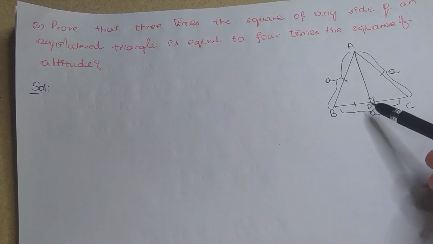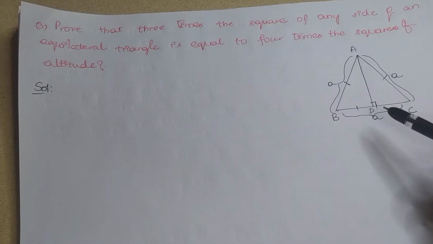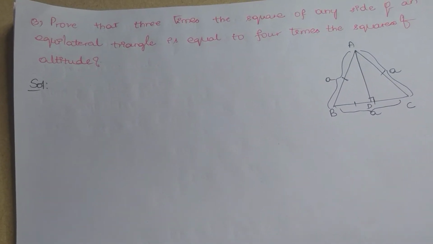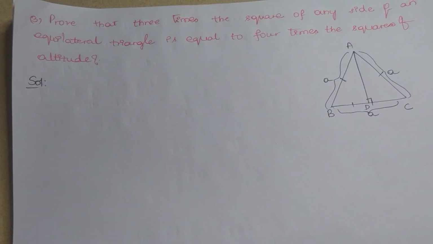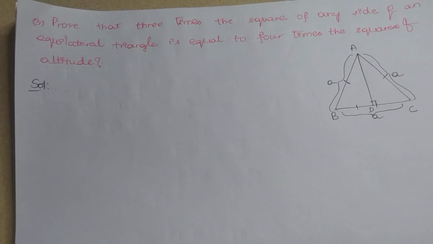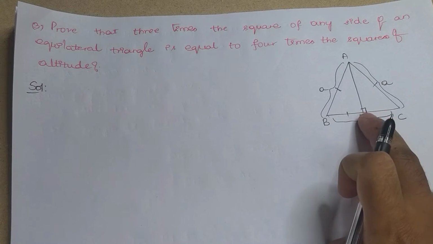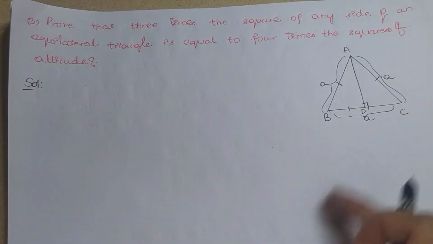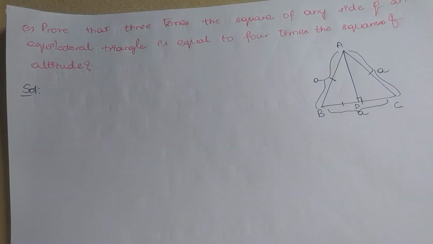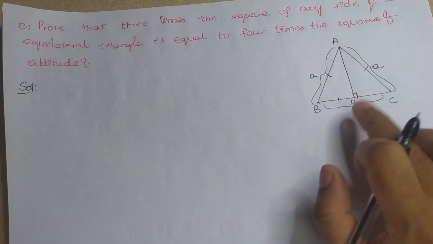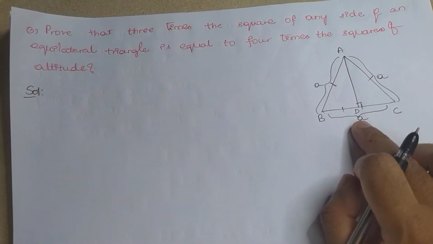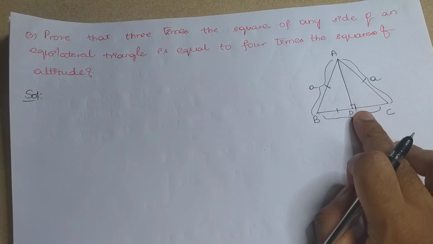After that, AD will be nothing but altitude for the given triangle. So what is meant by altitude? Altitude is nothing but the perpendicular bisector. So here from the vertex A, I have just drawn an altitude to the side BC. So here the side we have taken as small a and the altitude is AD.